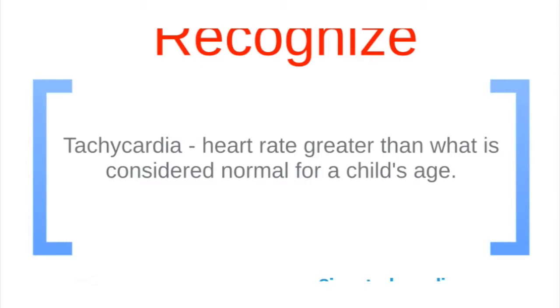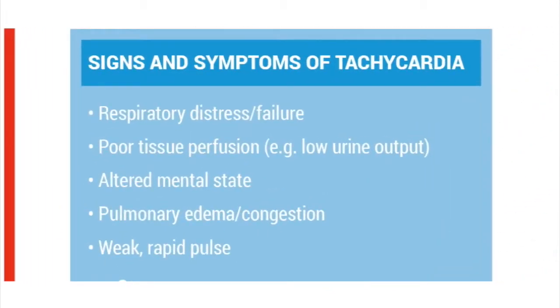be life-threatening. The ventricles are unable to fill completely, so cardiac output is lowered. The coronary arteries receive less blood, so supply to the heart is decreased. The signs and symptoms of tachycardia include respiratory distress or failure, poor tissue perfusion, altered mental state, pulmonary edema and congestion, and a weak, rapid pulse.